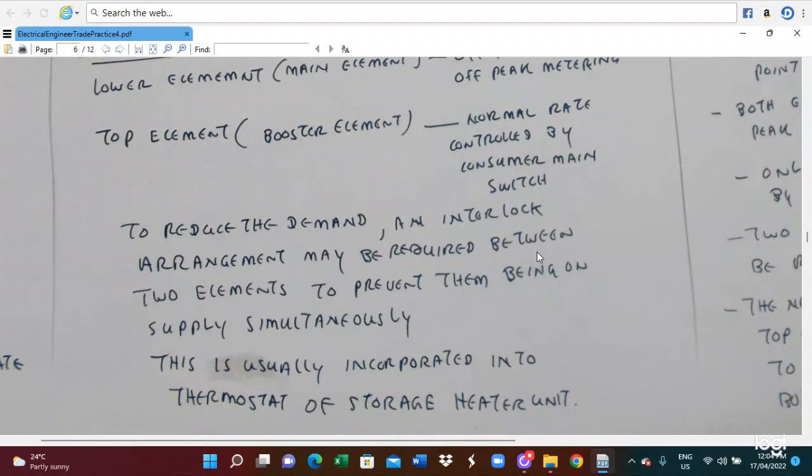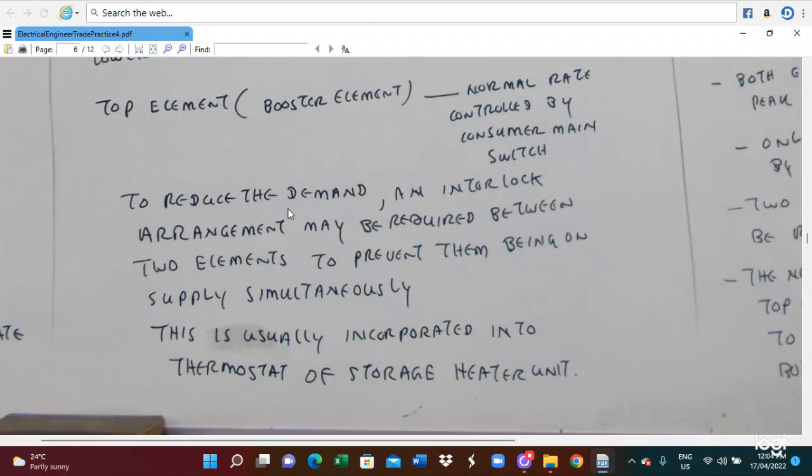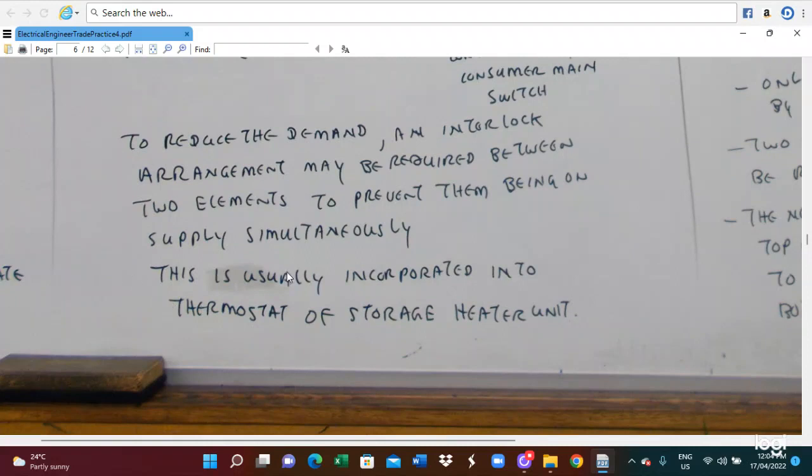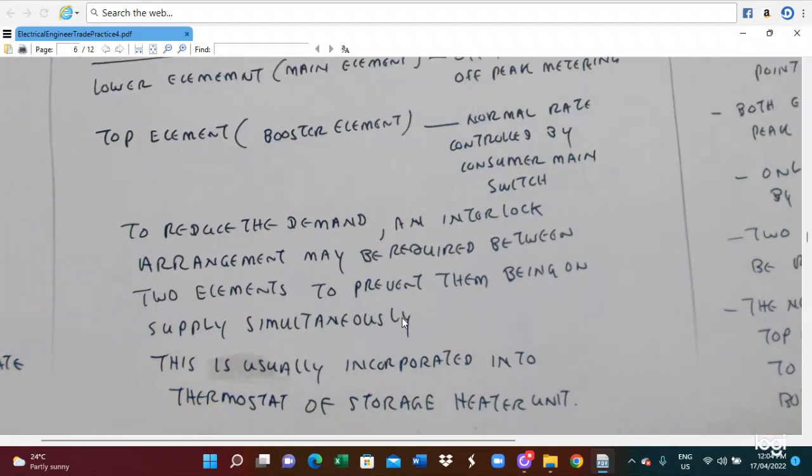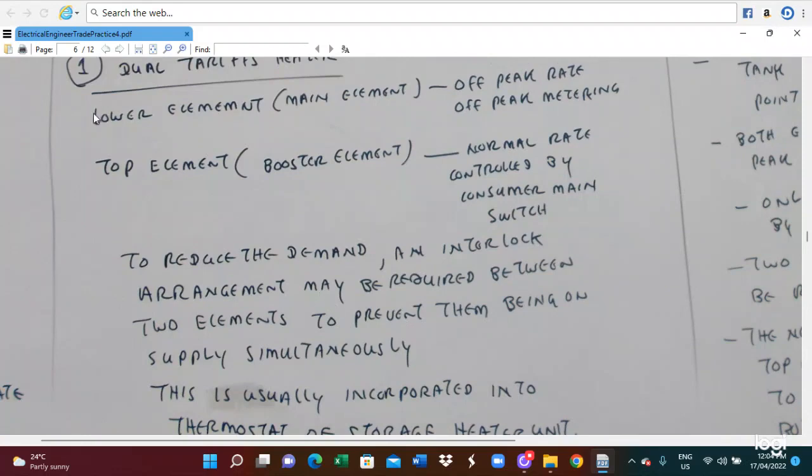So to reduce the demand, an interlock arrangement may be required between the two elements to prevent them from turning on the supply simultaneously. This is usually incorporated into the thermostat of the storage heater unit. So we put the thermostat in the storage heater unit to interlock the lower element and the top element.